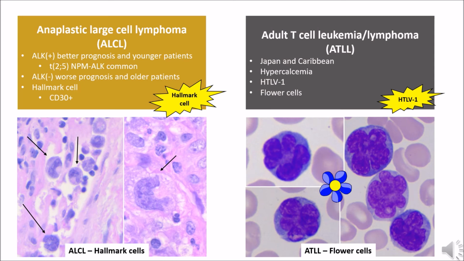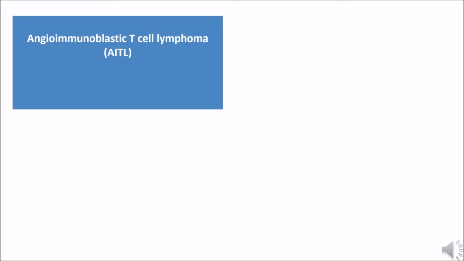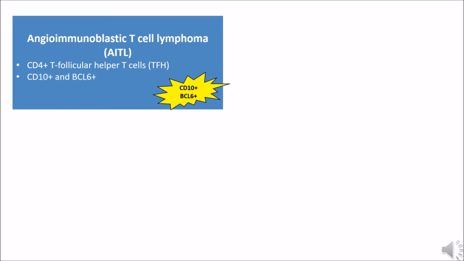Angioimmunoblastic T-cell lymphoma is a nodal lymphoma derived from follicular helper T-cells. These specialized CD4-positive helper T-cells reside in the germinal center and provide help signals to support B-cell survival. This T-cell lymphoma uniquely expresses germinal center markers CD10 and BCL6, expressed also by germinal center B-cells.